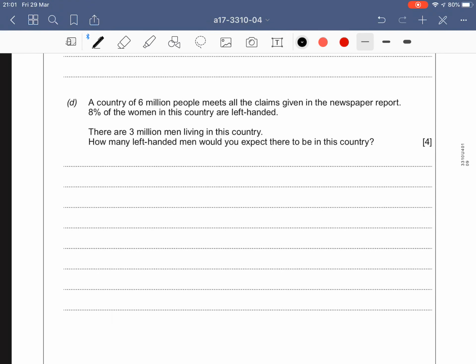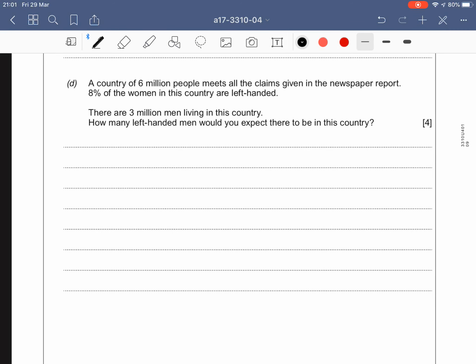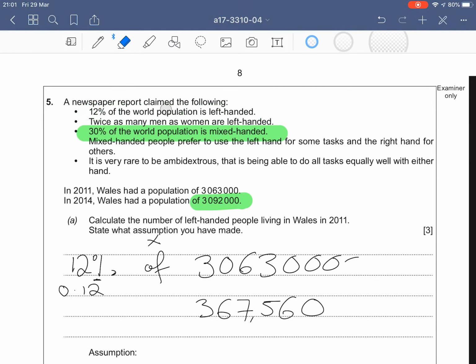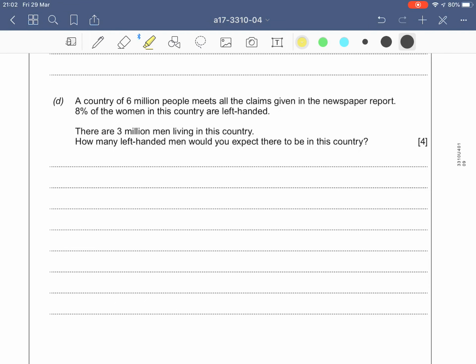A country of 6 million people meets all the claims given in the newspaper report. 80% of the women in the country are left-handed. There are 3 million men in the country, so the rest are women. How many left-handed men would you expect there to be in the country? So they've said about women, so twice as many men are left-handed as women. So if we work out how many women are left-handed, just double that, and you get the men.